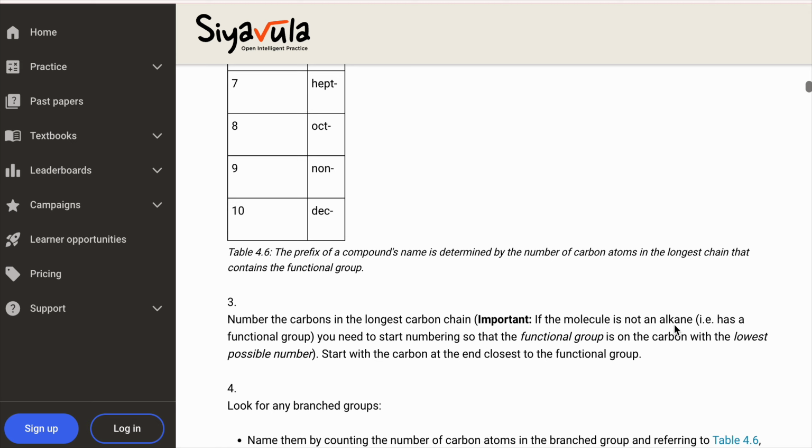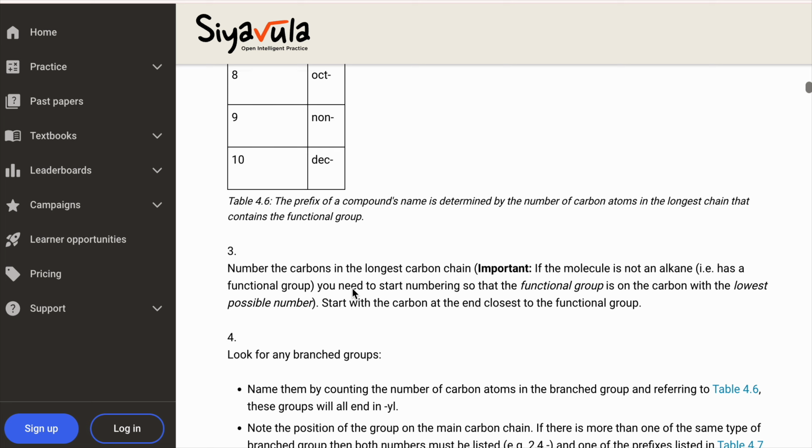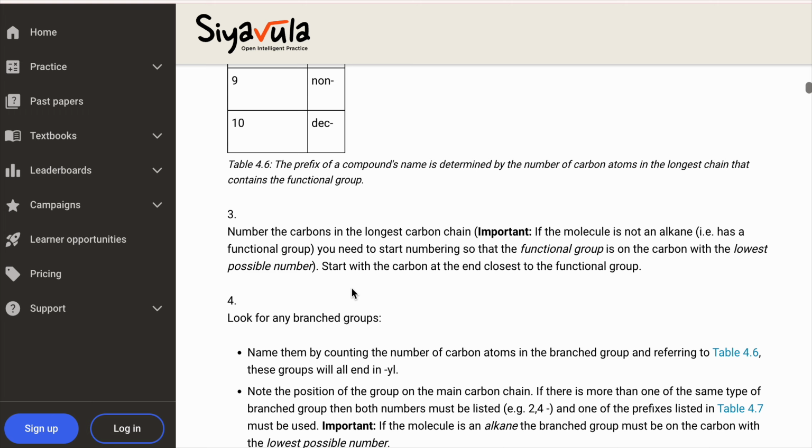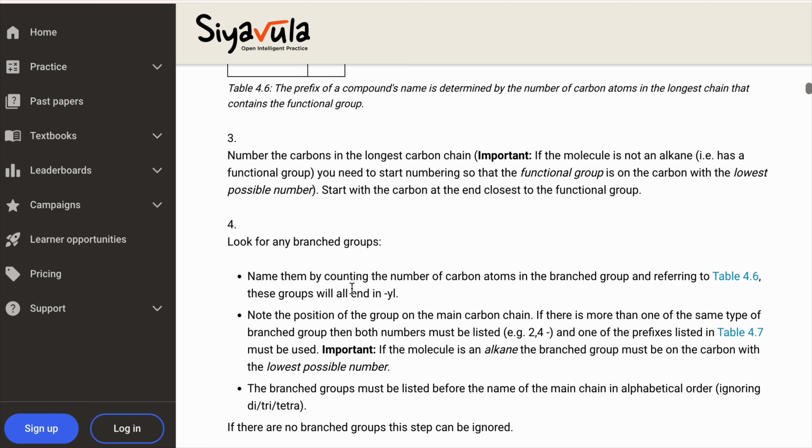Then third, number the carbons in the longest carbon chain. If the molecule is not an alkane, that is it has a functional group, you need to start numbering so that the functional group is on the carbon with the lowest possible number. Start with the carbon at the end closest to the functional group. Okay, if some functional group is present, then we will first prefer the numbering to the carbon with that functional group or closest to that carbon.